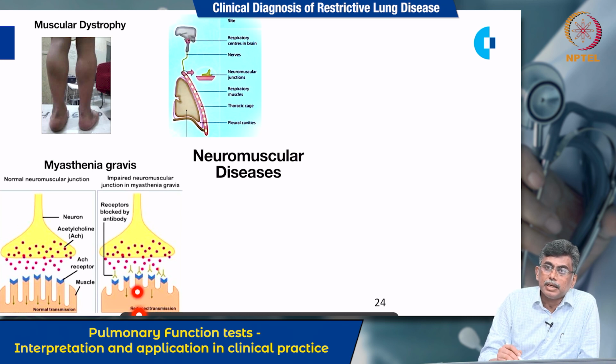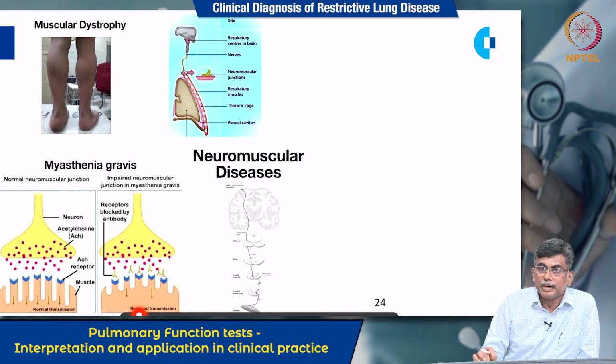Now what happens in myasthenia gravis is antibodies are produced against these acetylcholine receptors. So they go and block these acetylcholine receptors, preventing acetylcholine from activating the muscles. So this is about myasthenia gravis. Now we'll come to the third part, that is we have finished muscles, respiratory muscles, then neuromuscular junction. Now we'll concentrate on the nerves.